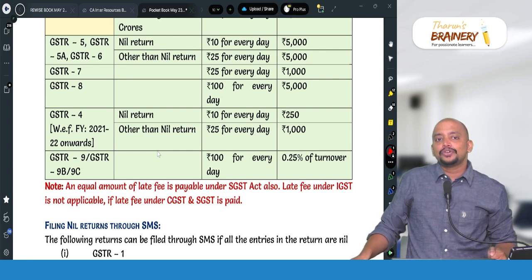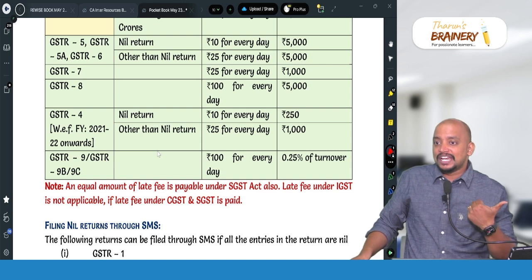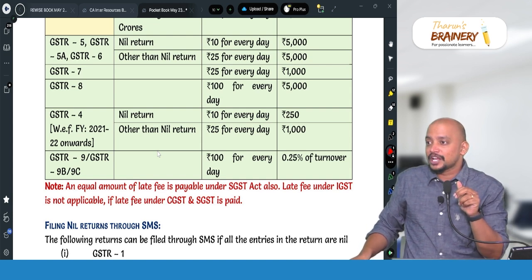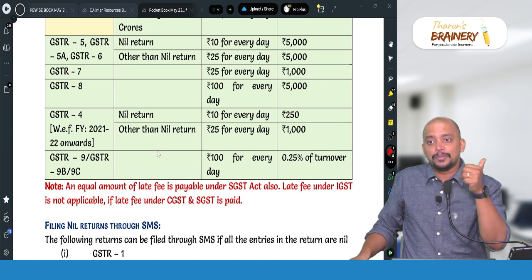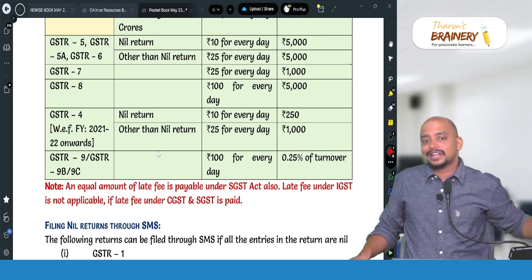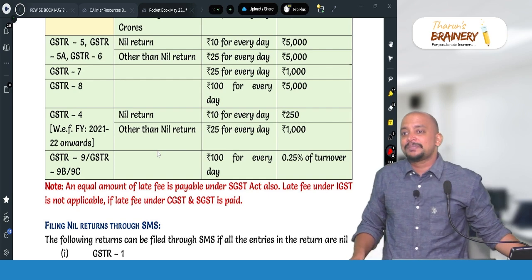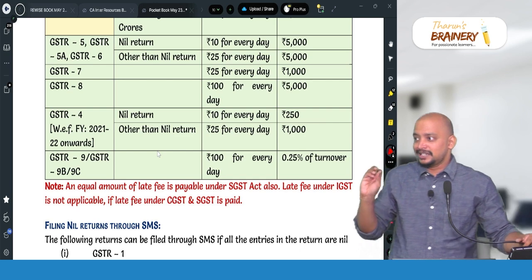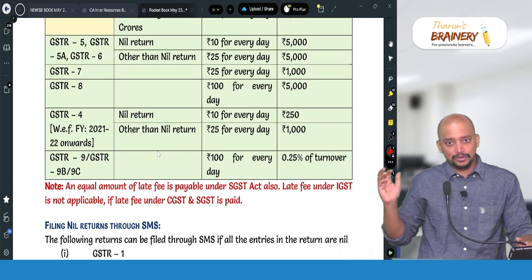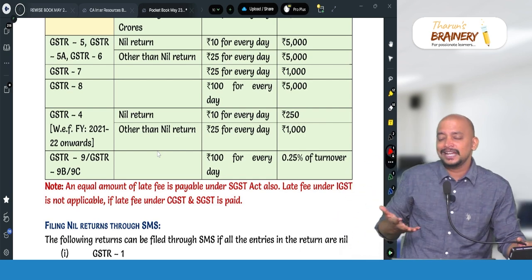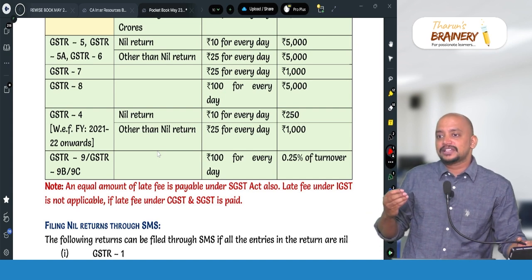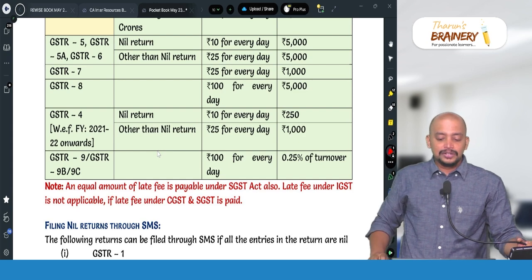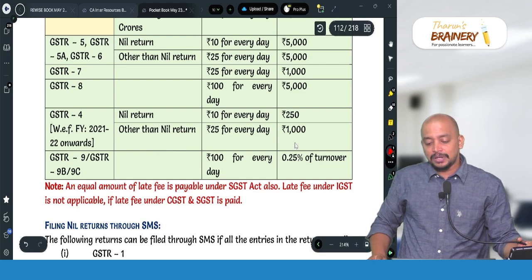And GSTR 4 is annual return to be filed by a person opting for composition scheme. Who can opt for composition scheme? Whose aggregate turnover during previous year does not exceed 1.5 crores. Generally, if aggregate turnover does not exceed 1.5 crores, what is the maximum late fee? 1,000 rupees. So, therefore, you remember that provision. Nil return 10 rupees per day subject to maximum 250. Other than nil return 100 rupees per day subject to maximum 1,000. 25 rupees per day subject to maximum 1,000.